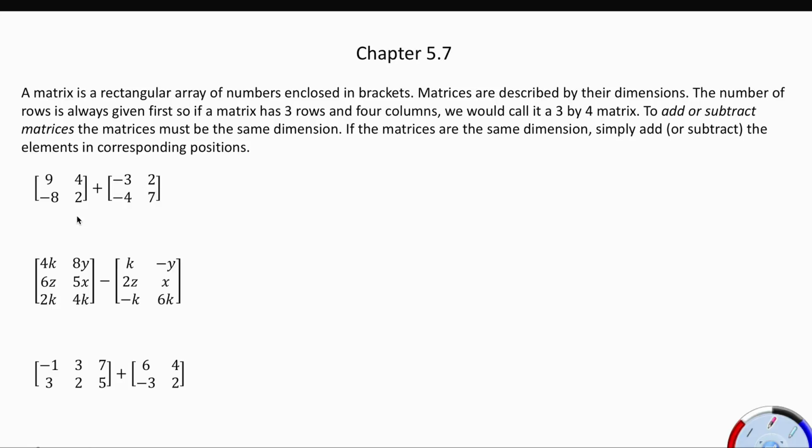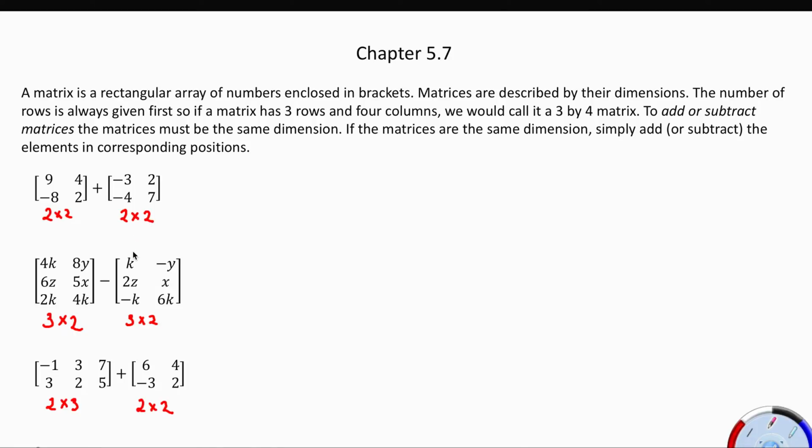Matrices are described by their dimensions. The number of rows is always given first. So for example, this matrix has 3 rows and 2 columns. This would be a 3 by 2 matrix. This matrix has 2 rows but 3 columns, so this is a 2 by 3 matrix. Of course, this one has 2 rows and 2 columns, so a 2 by 2 matrix. This one is also a 3 by 2, and both of these are 2 by 2. Okay, so it's row by column.